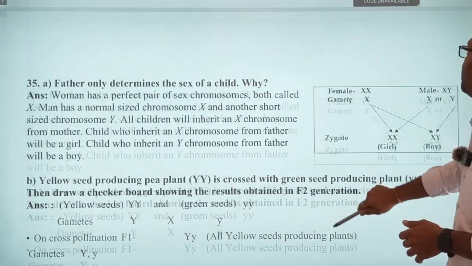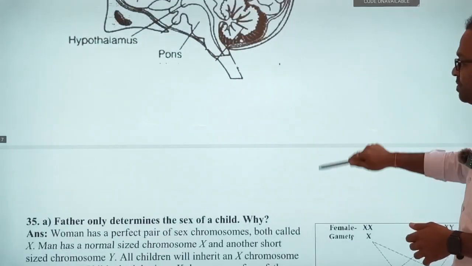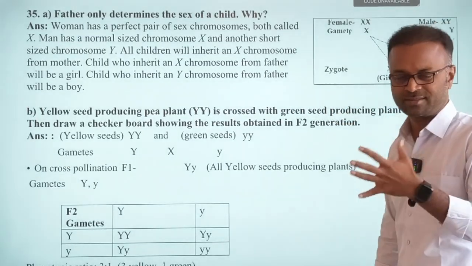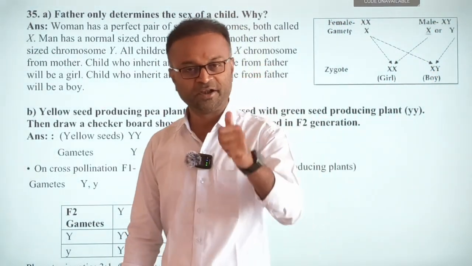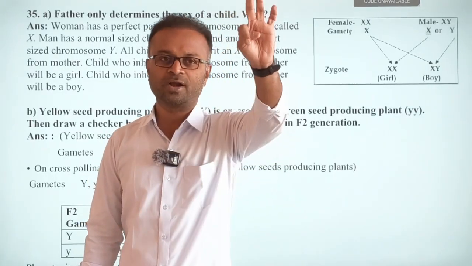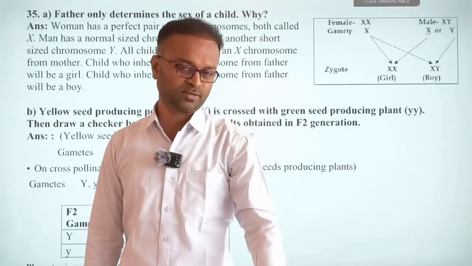Now question 35, again it is for how many marks? 3 marks. Father only determines the sex of the child. Why? This is again a very simple concept. Heredity has 3 major concepts, and one will come for 3 marks: monohybrid, dihybrid, or sex determination. Out of these 3 concepts, 1 question will come for 3 marks.